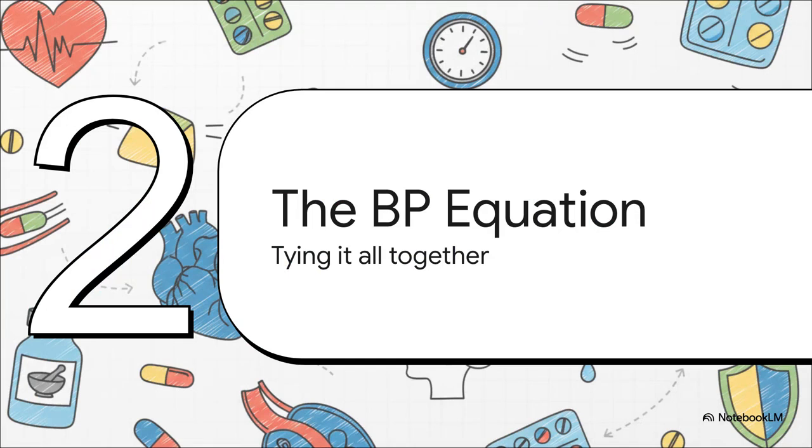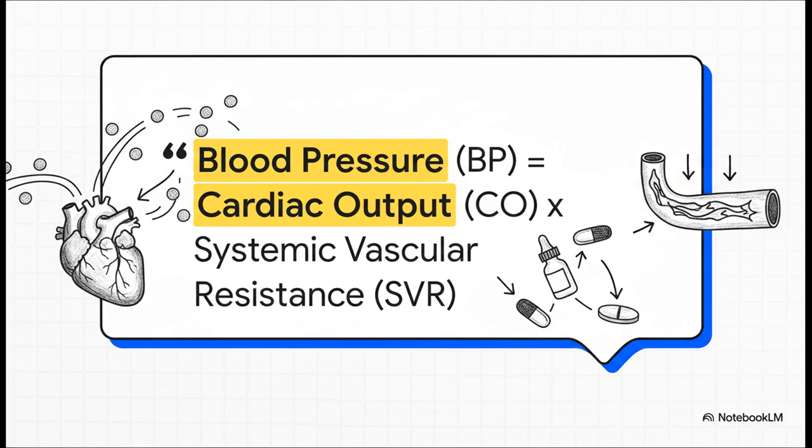So we've got all these different mechanisms. How do they all connect? Well, it turns out they all manipulate one of just 2 factors in the fundamental equation of blood pressure. And here it is. This is what it all boils down to. Blood pressure is simply cardiac output, which is how much blood the heart pumps out, multiplied by systemic vascular resistance, which is just how squeezed or relaxed your blood vessels are. Every single drug we have talked about works by lowering one or both of these two things.